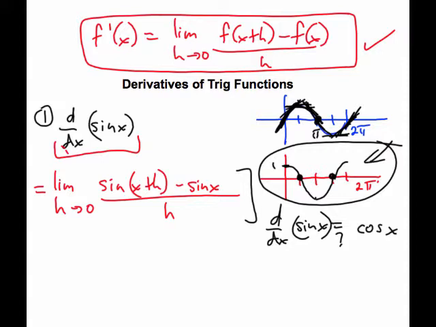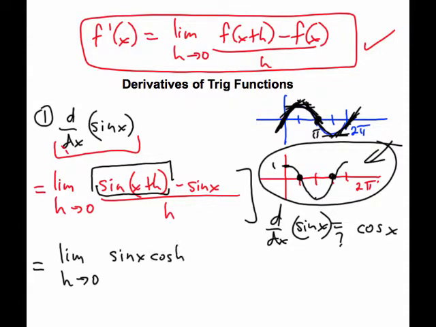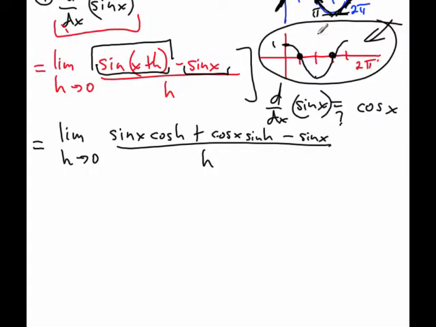So what we need instead is to know what sine of x plus h is. And if you look on your sheet of identities that you were given and look for the sine of a plus b, you will see that this is equivalent to sine x cos h plus cos x sine h, and then we have this extra piece at the end, minus sine x, all divided by h.